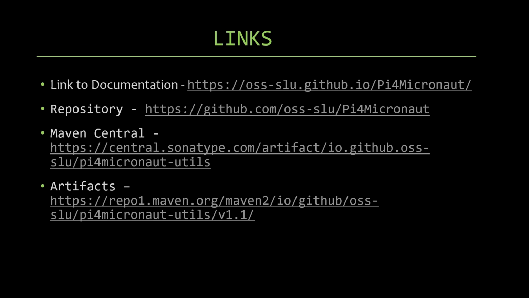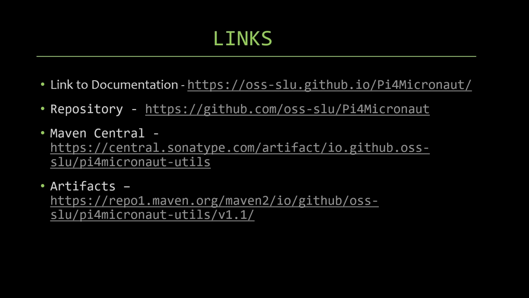These are the useful links. One is for the documentation, and the second one is for the repository. The third one is the Maven Central Repository link, where you can find the dependency of Pi4Micronaut that you can add in your project. Artifacts are nothing but the jar files which Pi4Micronaut provides that you can use in your projects.